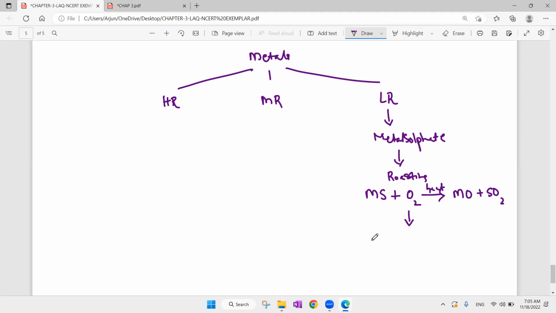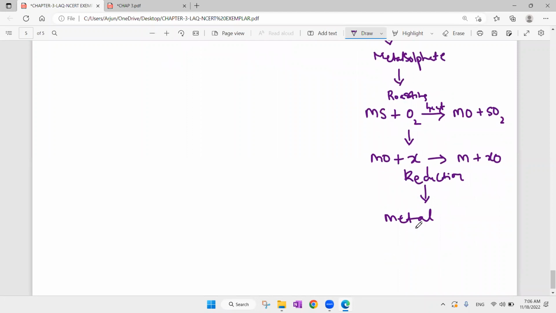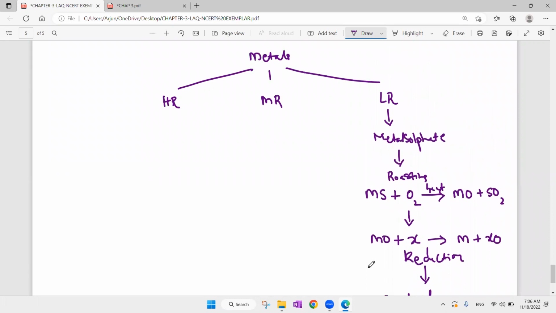Again, you have to take the metal oxide, and you can take any element X. You can extract the metal plus XO, which is nothing but the reduction process. After doing the reduction process, you can extract the metal. And what do you have to do with that metal? You have to go with the refining process. That's it. That is about low reactive metals.